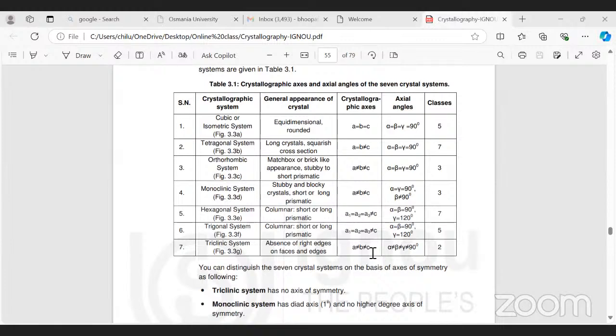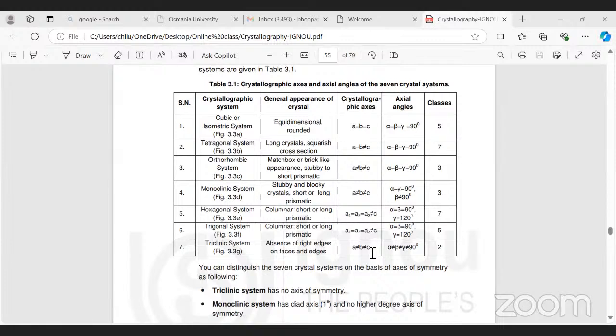The first one is the cubic system or isometric system. Its general appearance is equidimensional. As I told you, A is equal to B is equal to C. These axes all have equal length, and they intersect at 90 degrees only. So alpha is equal to beta is equal to gamma is equal to 90 degrees, and there are five classes. Let's see what the five classes are.